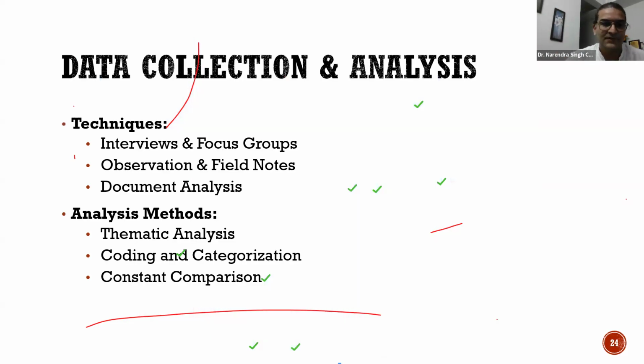So these are the data collection and analysis techniques: interviews and focus groups again. And the analysis methods are thematic analysis, where I can identify the themes. Then second is coding and then categorization into themes and then sub themes. Then constant comparison if I really want to go for grounded theory. So it all depends on which method I would like to go for and what my research objective is.